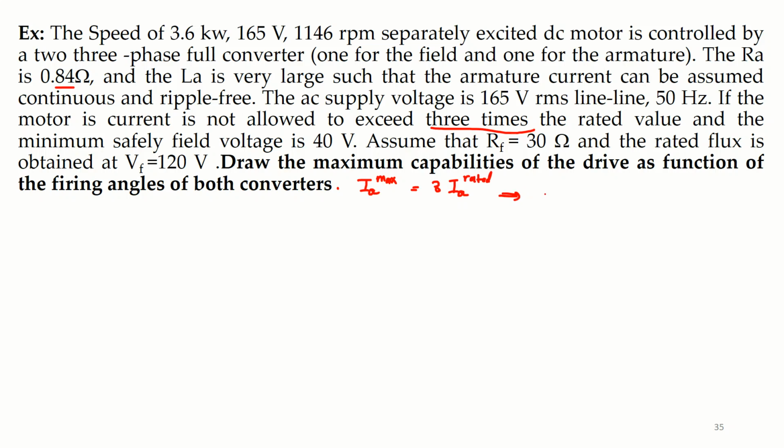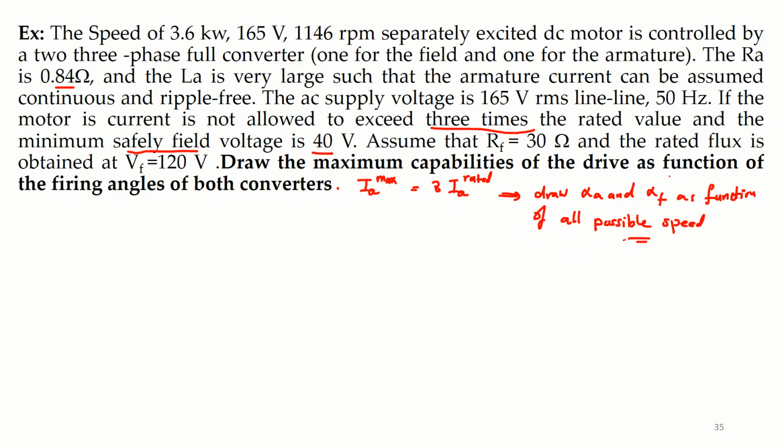We need to draw the firing angles for both converters, which are alpha A and alpha F, as a function of all possible speed. And the possible speed here is decided by what? By the minimum field voltage, which is here given as 40 volt.